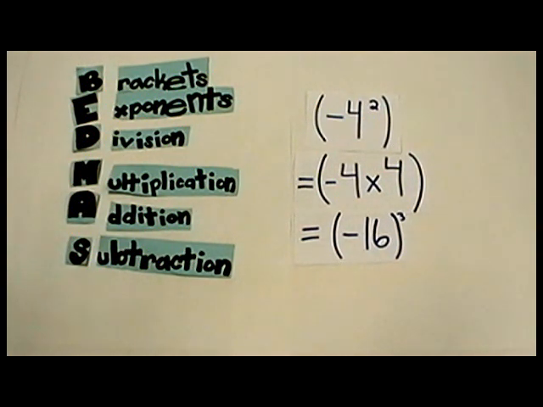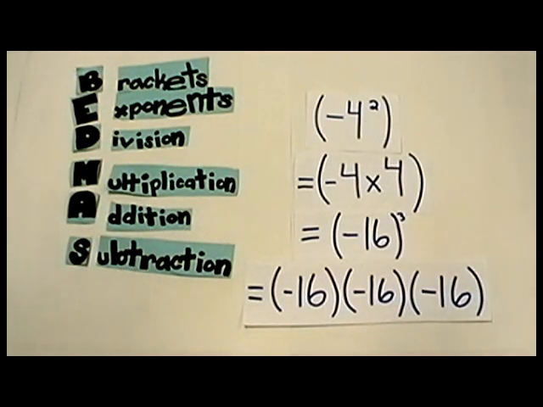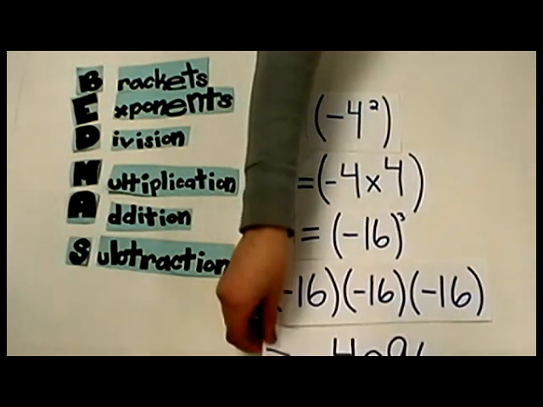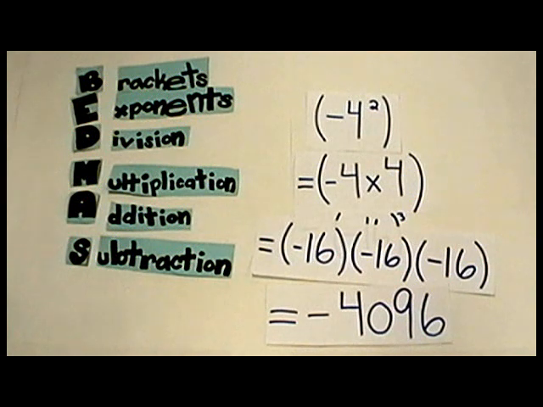Next step would be to take negative 16 and put it with power of 3, which would then look like negative 16 times negative 16 times negative 16. And it would equal negative 4,096. Because a negative multiplied by a negative is a positive, and a positive multiplied by a negative is a negative. And that's how this power works.